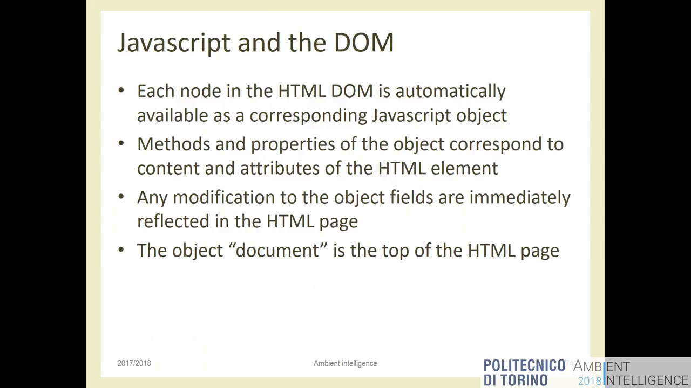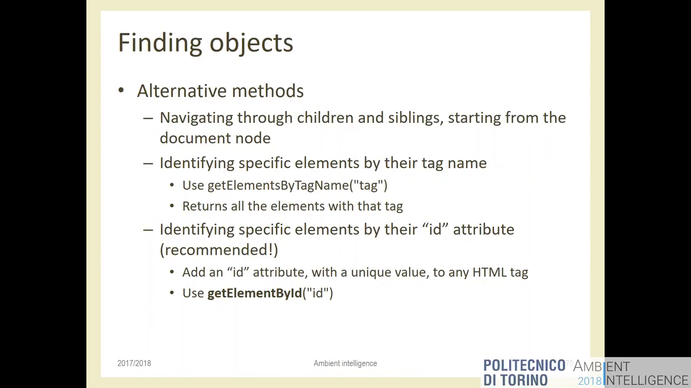All of this is accessible, as I said, in JavaScript. And so there are JavaScript methods and JavaScript properties corresponding to all the properties in the DOM element, the HTML element. With the same name, so it's very easy to match. And the interesting part is that any modification to the objects in JavaScript is immediately reflected into the HTML page. And all the tree starts, so the HTML tag, starts from a predefined variable that is called document. So we have a document object from which everything starts.